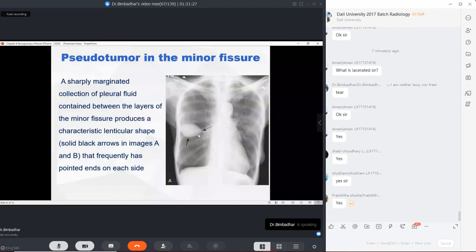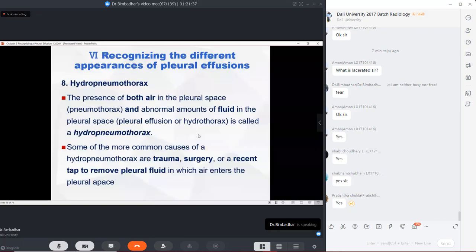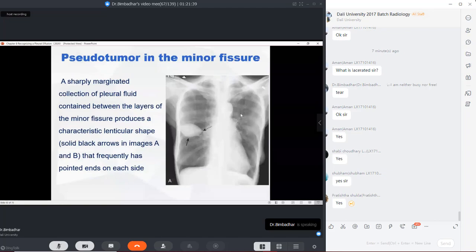On first view, I can take this as a tumor. But if I change the position of this patient, this is completely gone. I cannot see this kind of mass right now. I cannot see this density, which means it is fluid. Since this is pleural fluid, it drains from the major fissure, minor fissure, and gets settled down into these areas.